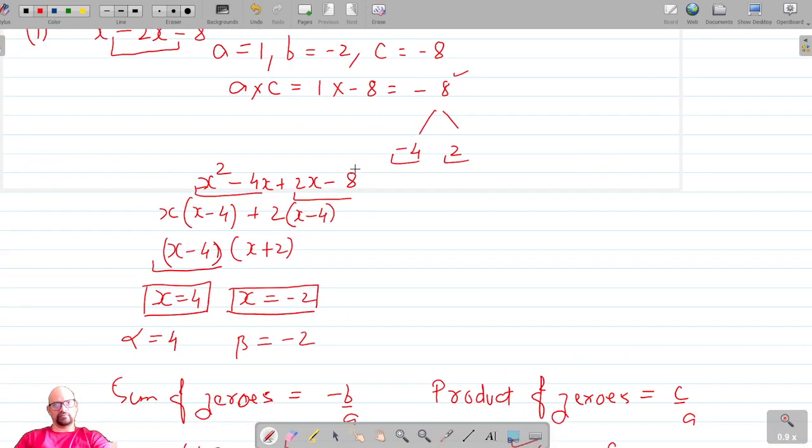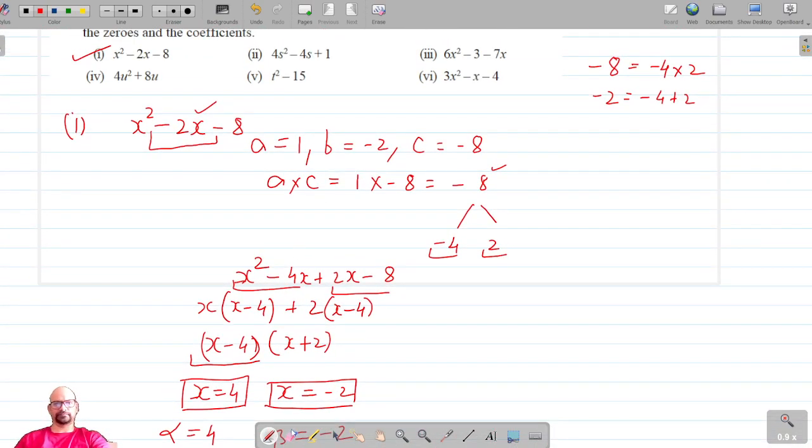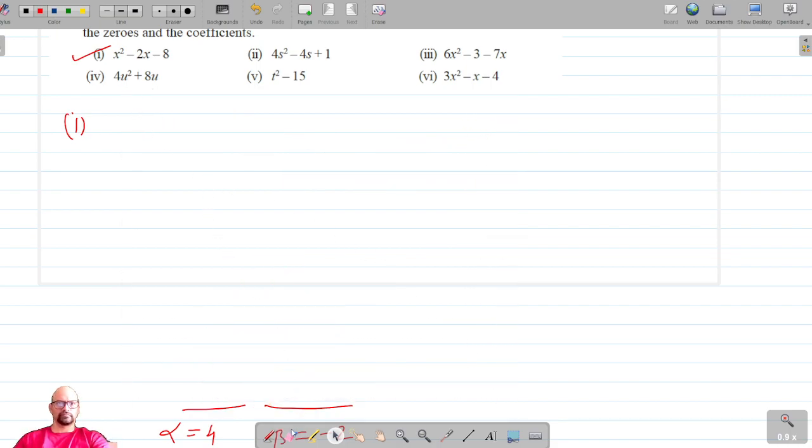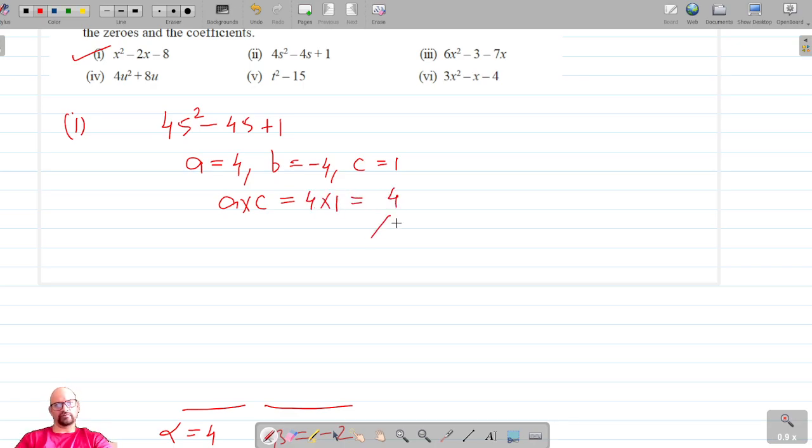Okay, now let's move on to the second one. The second one is a polynomial in the variable s, so it's 4s squared minus 4s plus 1. Let's write down the coefficient of s squared, which is 4, the coefficient of s, which is b, -4, and c is equal to 1. So a into c gives me 4 into 1, which is equal to 4.